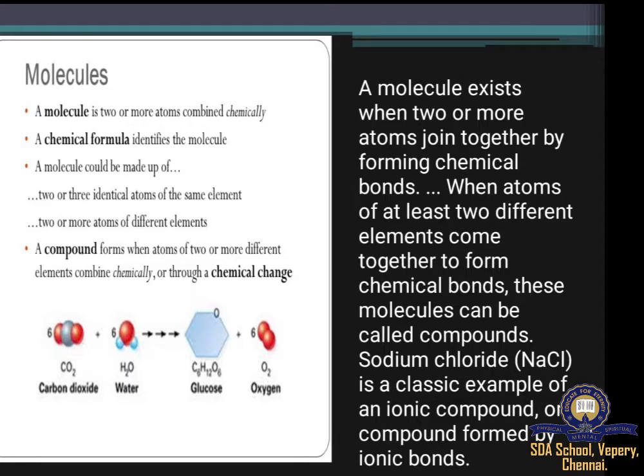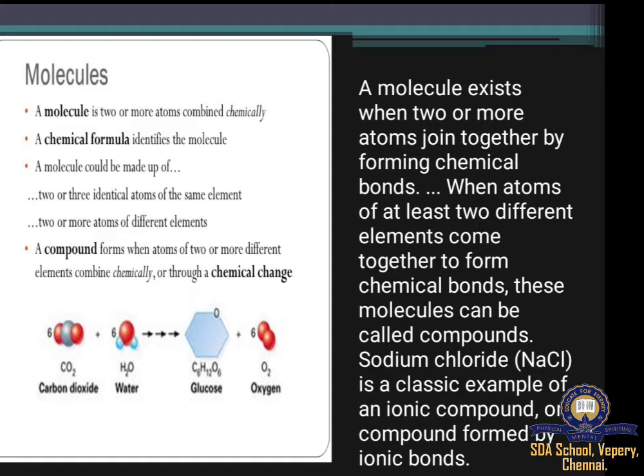A molecule is two or more atoms chemically combined. A chemical formula identifies the molecule. According to the formula, we will identify the molecule. A molecule could be made up of two or three identical atoms also. Here, in the case of carbon dioxide, it reacts with water, which gives glucose. Carbon, hydrogen, and oxygen will be present there.